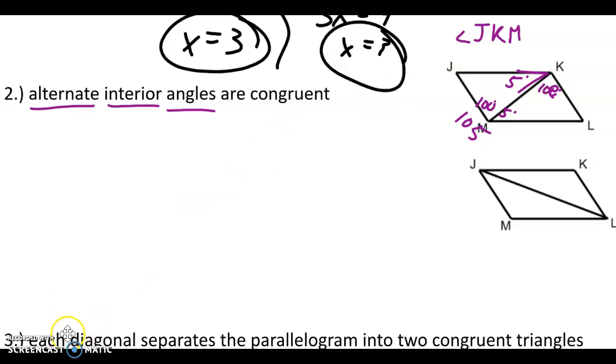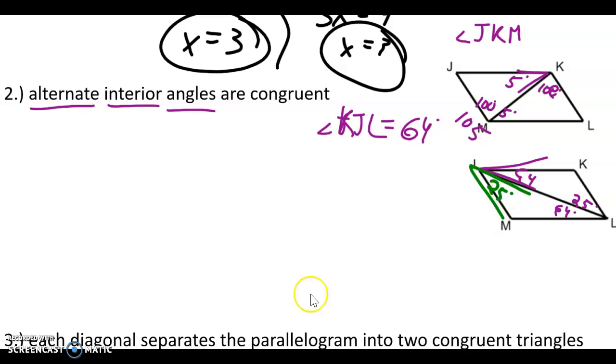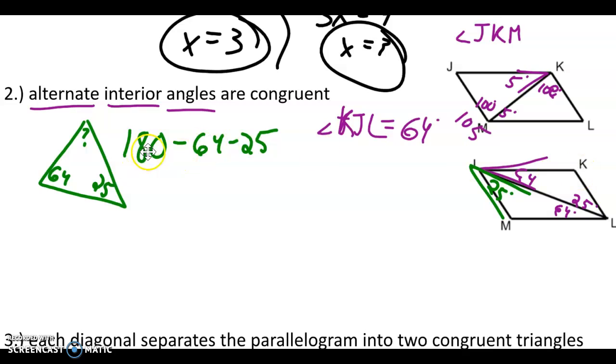What happens is this third rule, which is each diagonal separates the parallelogram into two congruent triangles. And that is a big rule. That does come into play now. So if this angle is 64 and this is 25, what is this KJL? It's 64. And the other angle is going to be 25. That third rule comes into play because what is that missing angle up here? Well, you do 180 minus 64 minus 25, and that will give you 91. And that's 91 on both angles. So now we have two congruent triangles.